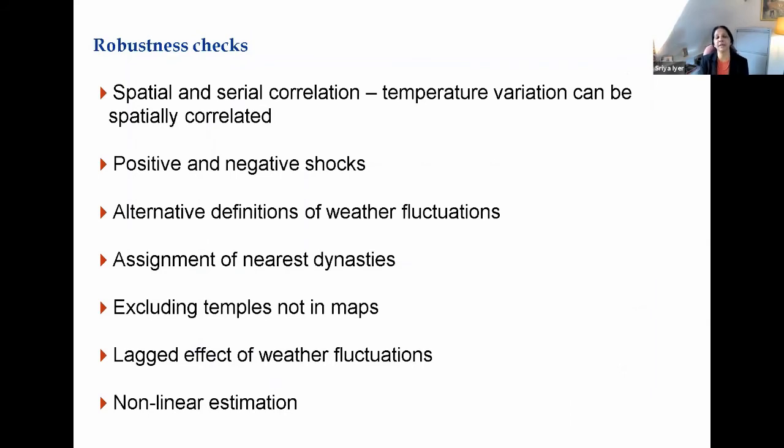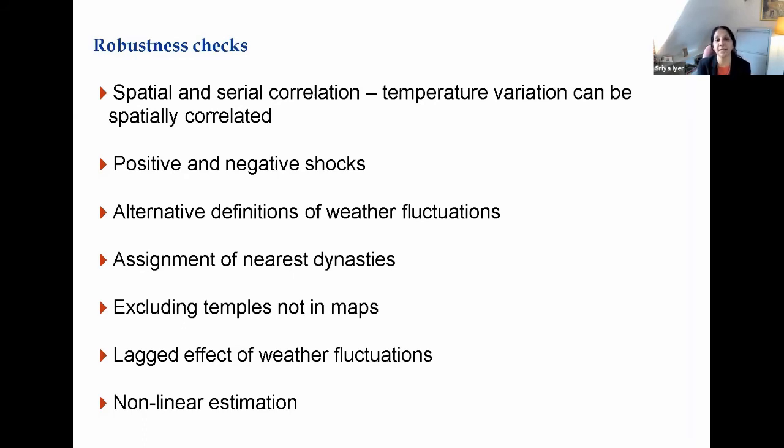We deal with spatial and serial correlation because, as I pointed out, the temperature variation can be spatially correlated, and we're using a radius between 200 kilometers and 1,500 kilometers. We're assuming serial correlation decays by 100 years. And so we can use the Colella arbitrary clustering strategy as well.